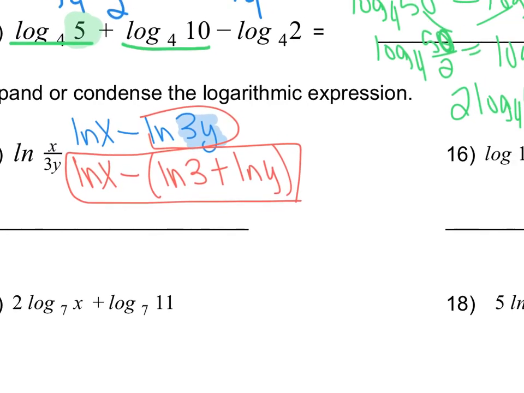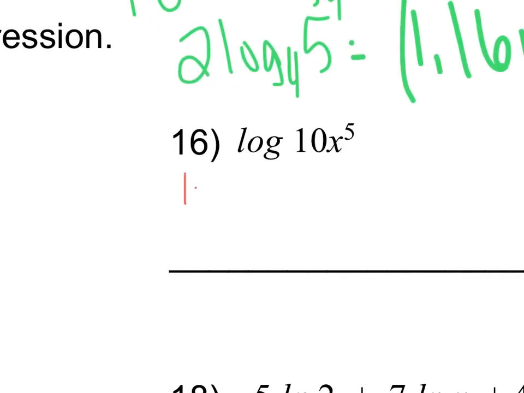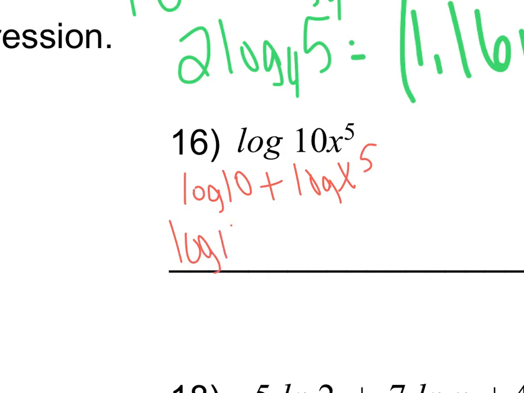Same answer. Okay, so then we have log of 10x to the 5th. If we break apart first, we would get log of 10 plus log of x to the 5th. Can't have that exponent in there if we are expanding it out, so we're going to have log of 10 plus, we're going to move that 5 out into the front, 5 times the log of x.